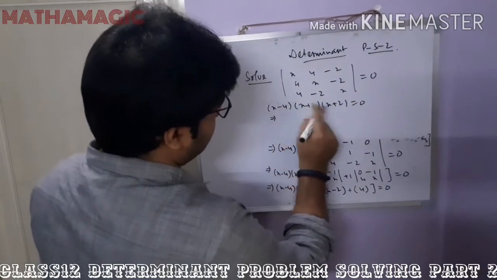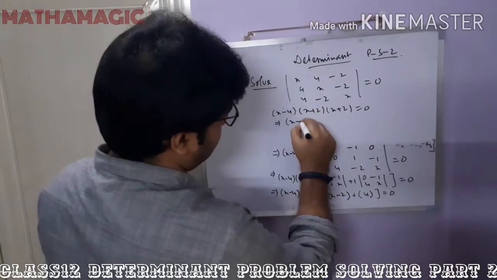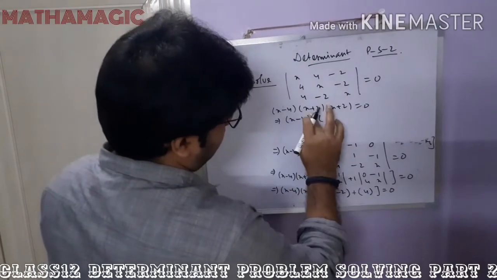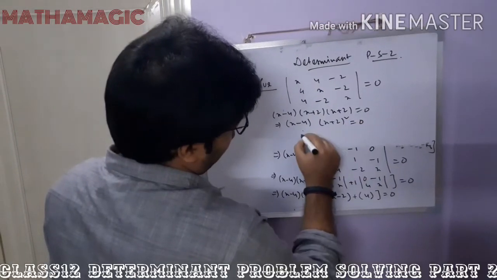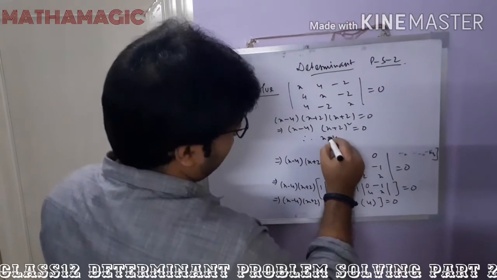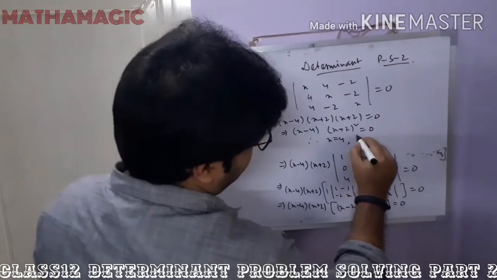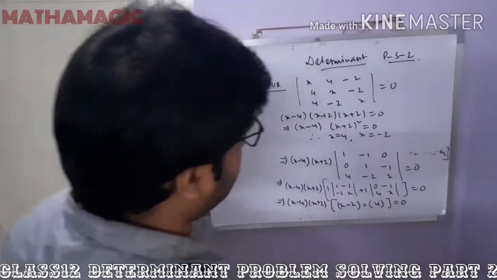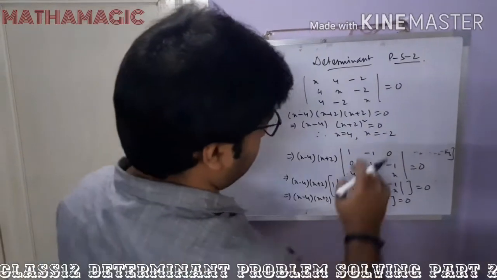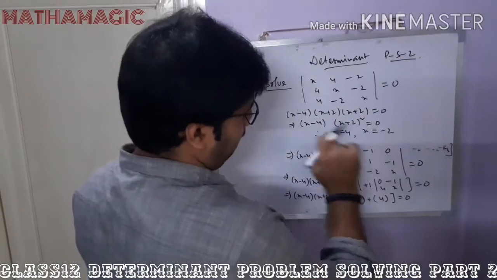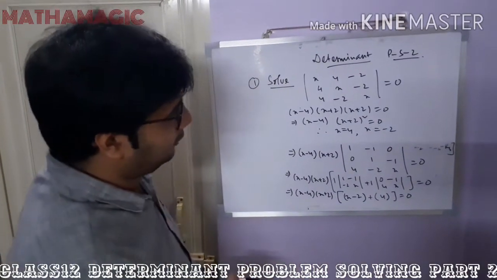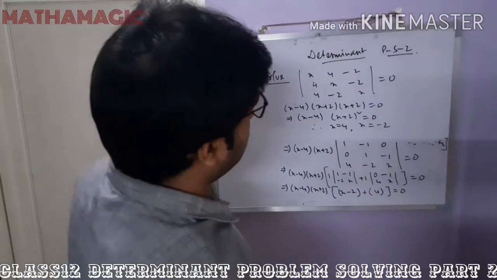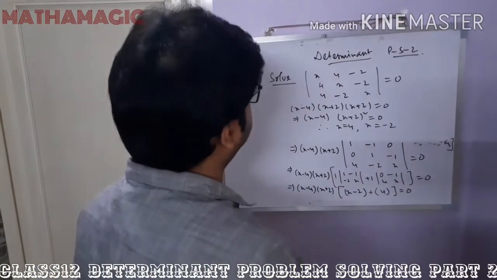So x minus 4 into x plus 2 whole square equals 0. Actually there are three roots, but two roots are equal: x equals minus 2. So these are the three roots, minus 2 and 4. Okay, so this is how we can solve this kind of problem. Please note it down so that we can move to the next one.